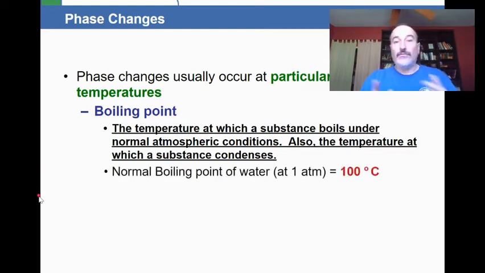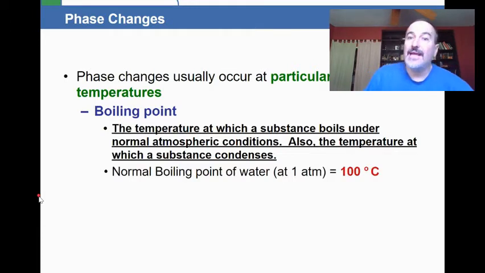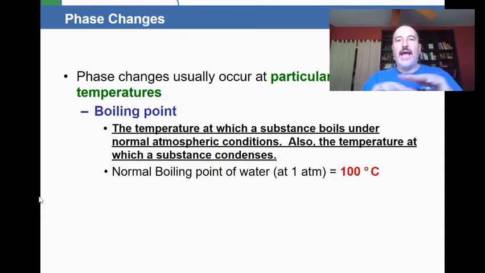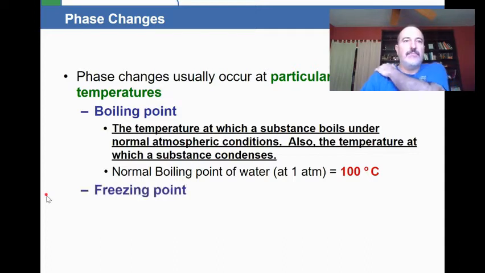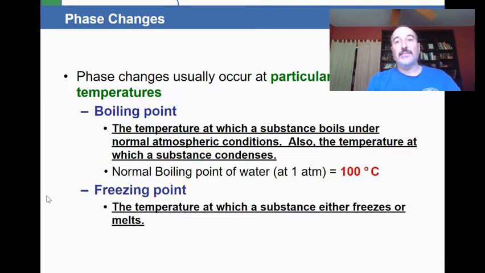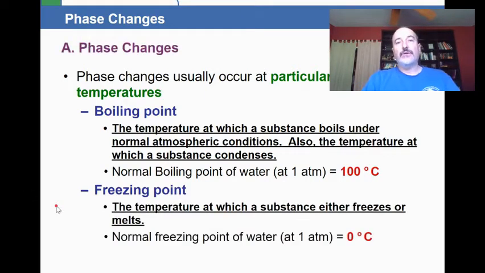All right, now for water, the normal boiling point at 1 atmosphere of pressure, which is basically at sea level, is 100 degrees Celsius. Remember, we always use Celsius in chemistry. Now, the freezing point, well, that's the temperature at which a substance either freezes or melts. Okay, again, depends which direction you're going. But both of those, with water at least, occur normally at 0 degrees Celsius.